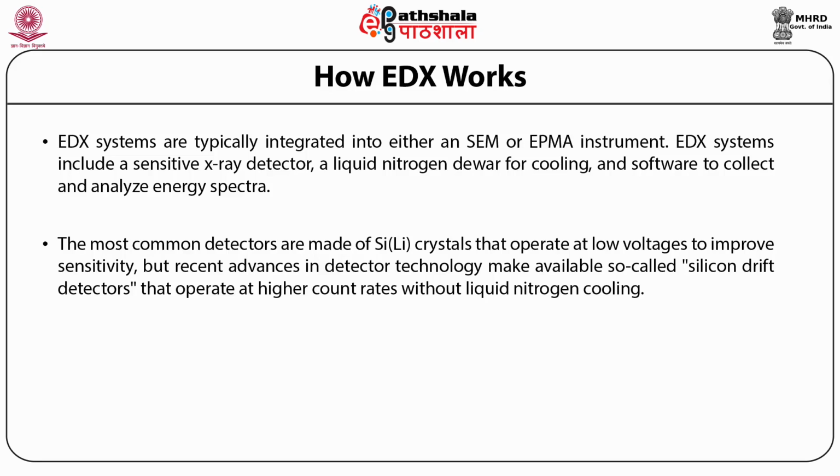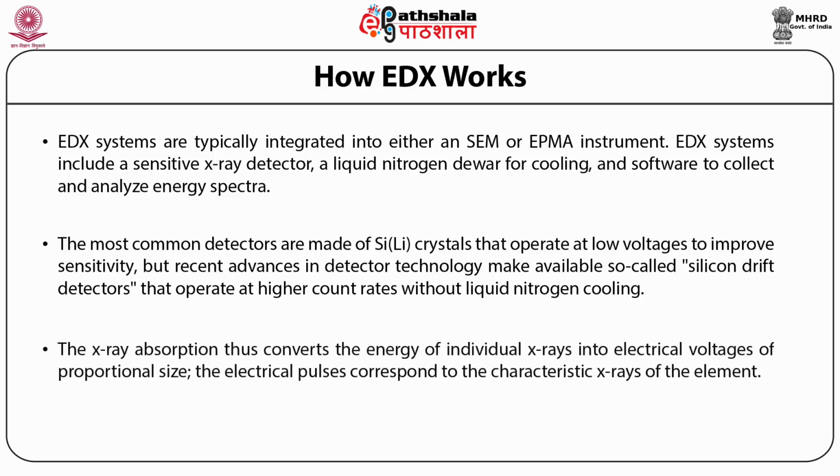An EDS detector contains a crystal that absorbs the energy of incoming X-rays by the process of ionization. It yields free electrons in the crystal that become conductive and produce an electrical charge bias. The X-ray absorption thus converts the energy of individual X-rays into electrical voltages of proportional size. The electrical pulses correspond to the characteristic X-rays of the element.